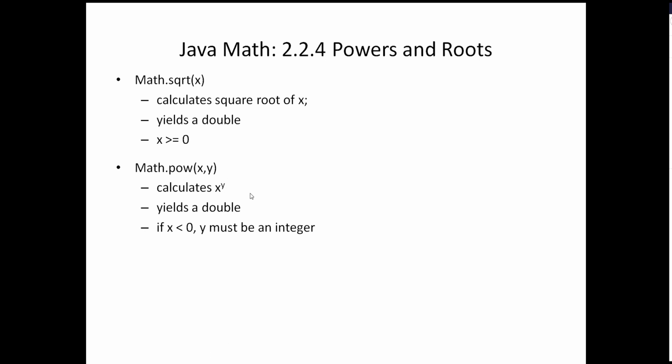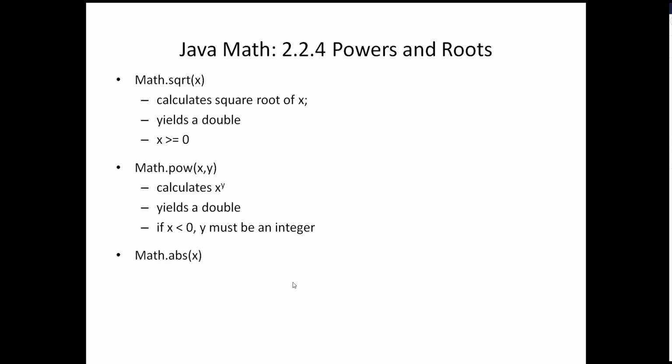And then if x, for some reason, is less than 0, then y has to be an integer. Otherwise, y could be a decimal. The exponent could be a decimal, except when x is less than 0. In other words, when it's negative, then the y, or the exponent, has to be an integer.